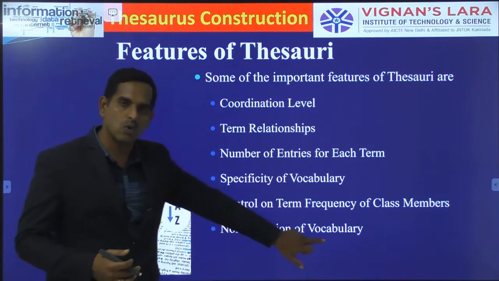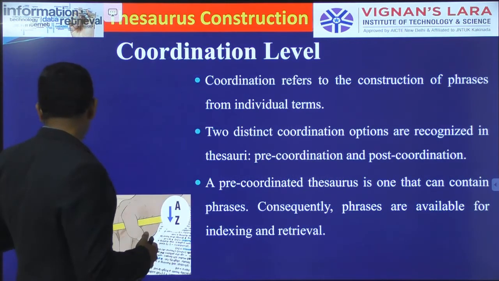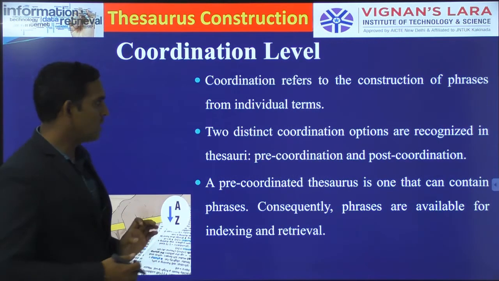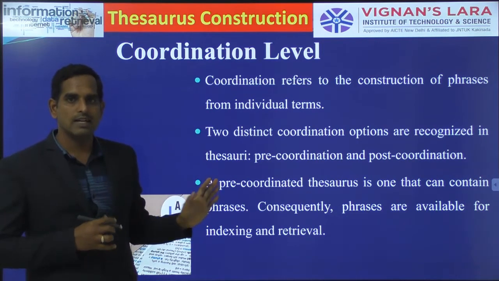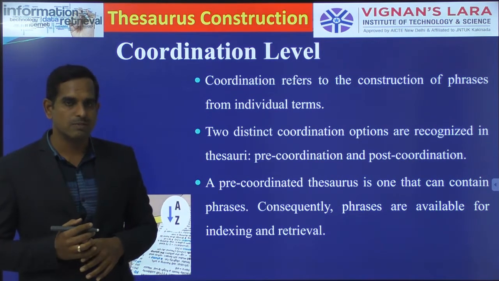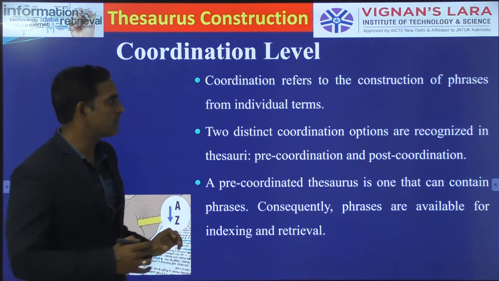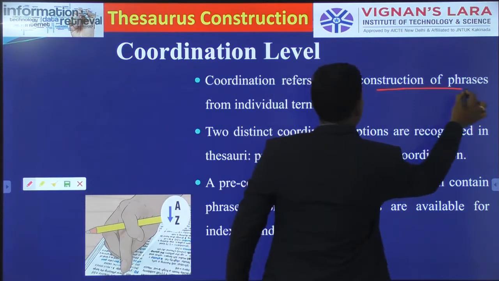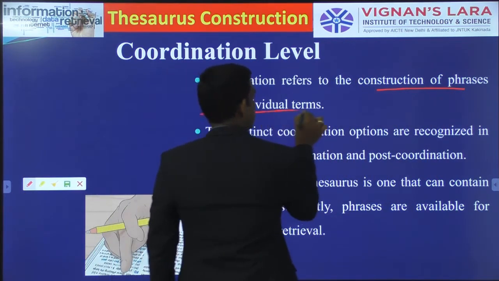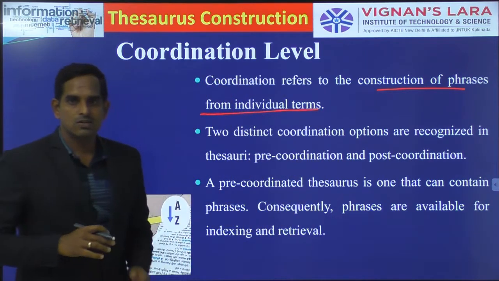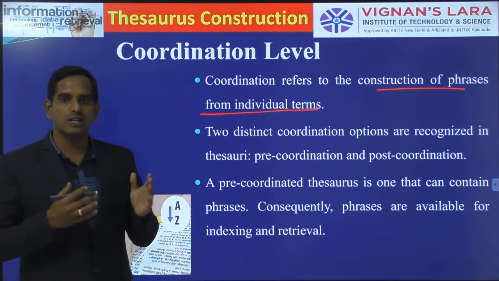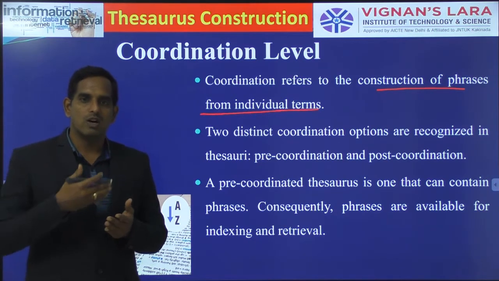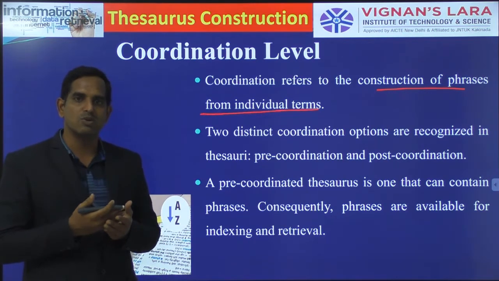The first one, the coordination level. As you should have remembered, your thesaurus will contain a set of terms and the relationship between those terms. Coordination refers to the construction of phrases from individual terms. So the first thing about the construction of your thesaurus will be the construction of terms. What are the phrases you have to create from those terms?